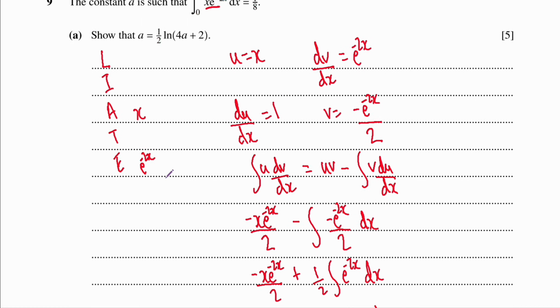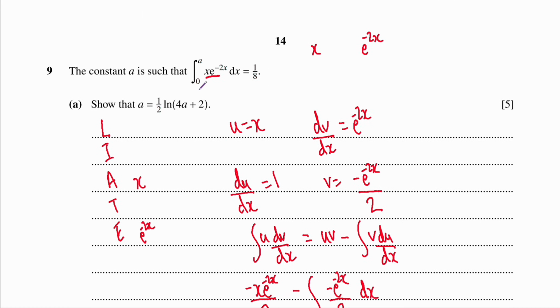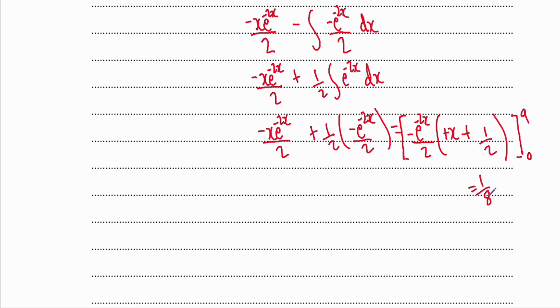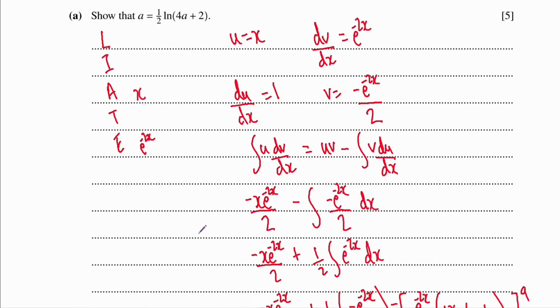But now what do we need to actually do? We found the integral. We need to put in the limits and see. And it's telling us the answer is going to be 1 over 8. So if you evaluate this between a and 0, then you should end up getting 1 over 8. So let's do it. And then we have to find the value of a. It actually tells us what it is. We just have to show that it's true.